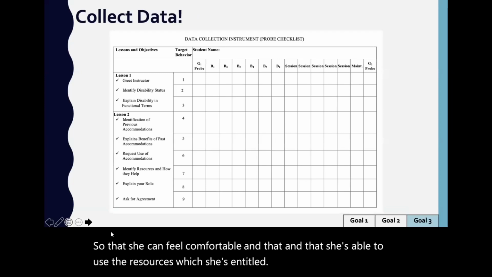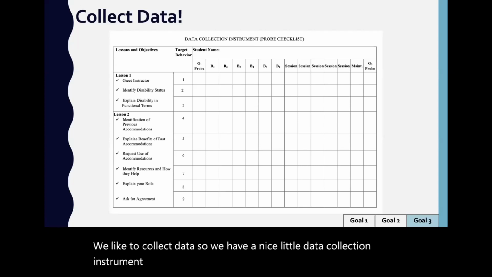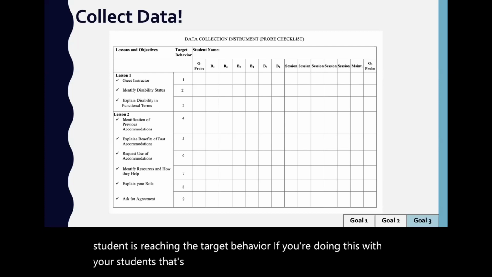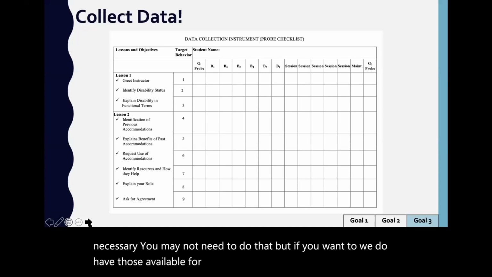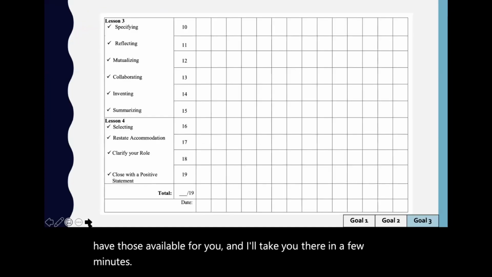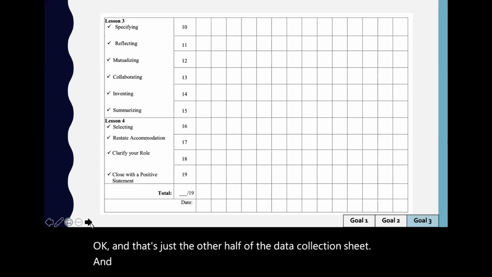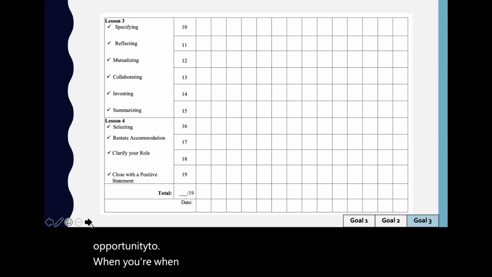Okay. We like to collect data. So we have a nice little data collection instrument that we use to collect our data to make sure that the student is reaching the target behavior. If you're doing this with your students, that's not necessarily necessary. You may not need to do that, but if you want to, we do have those available for you, and I'll take you there in a few minutes. Okay, and that's just the other half of the data collection sheet. Each target behavior is on the left-hand side, and then when you're measuring the effectiveness, you can score it on there.